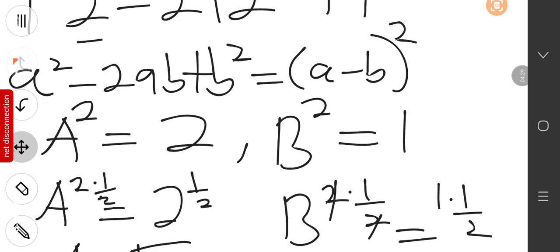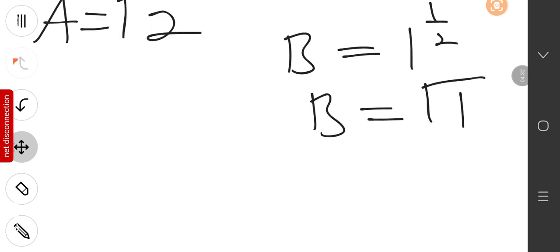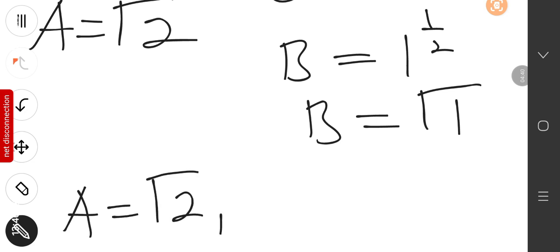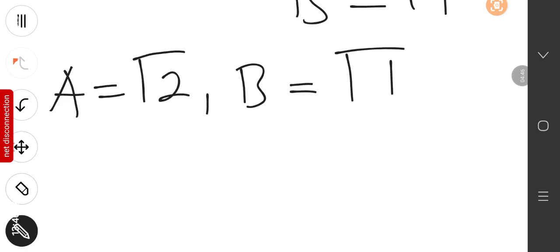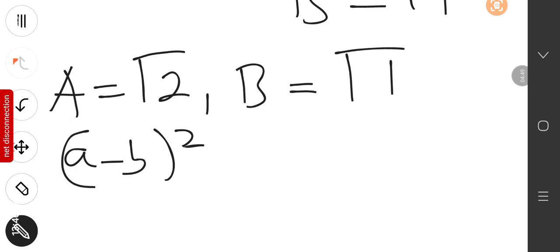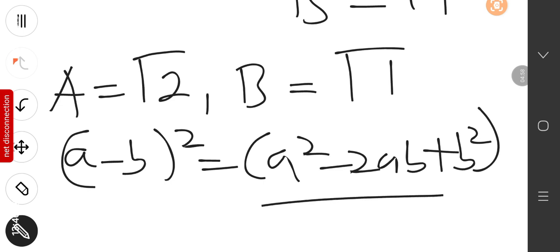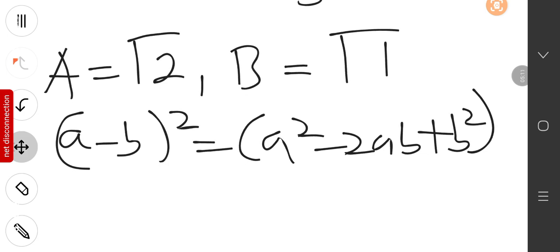So we know the first part. Now we know a equals the square root of 2 and b equals the square root of 1. Now we stated that a minus b squared is the same as a squared minus 2ab plus b squared. So this part stands for this. Now we have used a and b to represent the first part and the last part of the equation of our question respectively.